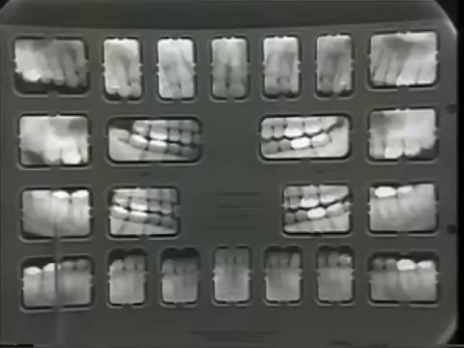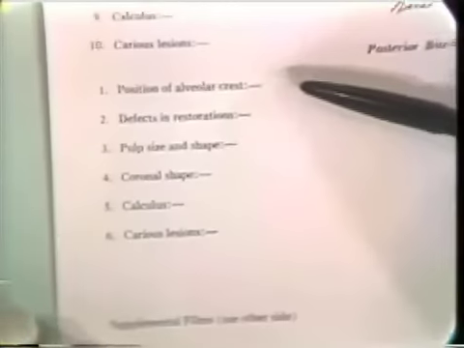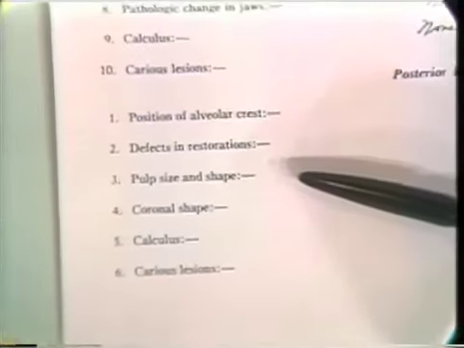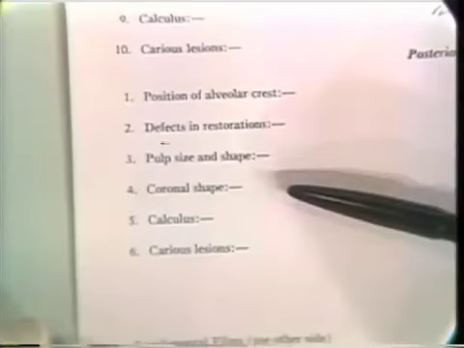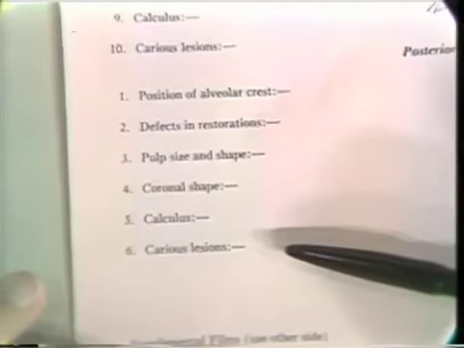After completing that examination of the radiographs, we will make the necessary recording on the radiographic form, as you can see here. Now if we look at the posterior bite wings, again, we're going to check the position of the alveolar crest, defects and restorations, pulp size and shape, coronal shape, calculus, and eventually we'll do the carious lesions.